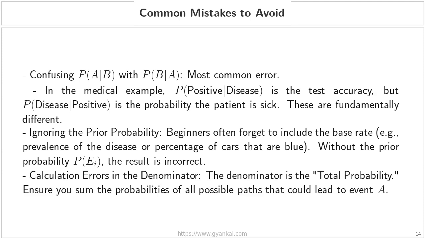Finally, watch out for calculation errors in the denominator. Remember, the denominator in our formula represents the total probability. It is the sum of all the different possible paths or scenarios that could lead to our observed event. When you are working through these problems, ensure you have accounted for every single possibility in that sum. If you miss even one branch of the probability tree, your entire calculation will be off.